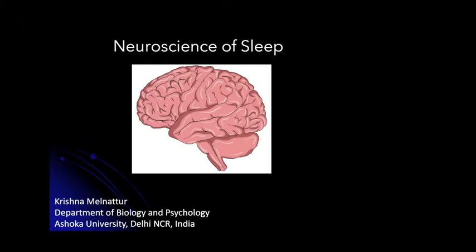Krishna is currently a scientist in the Department of Neuroscience, Washington University. He obtained his PhD in 2008 from the University of Massachusetts, Amherst, and was a postdoctoral fellow at the National Institute of Health, Bethesda. Very recently, he has accepted an assistant professor position at Ashoka University. So congratulations on that. And with that, the stage is yours.